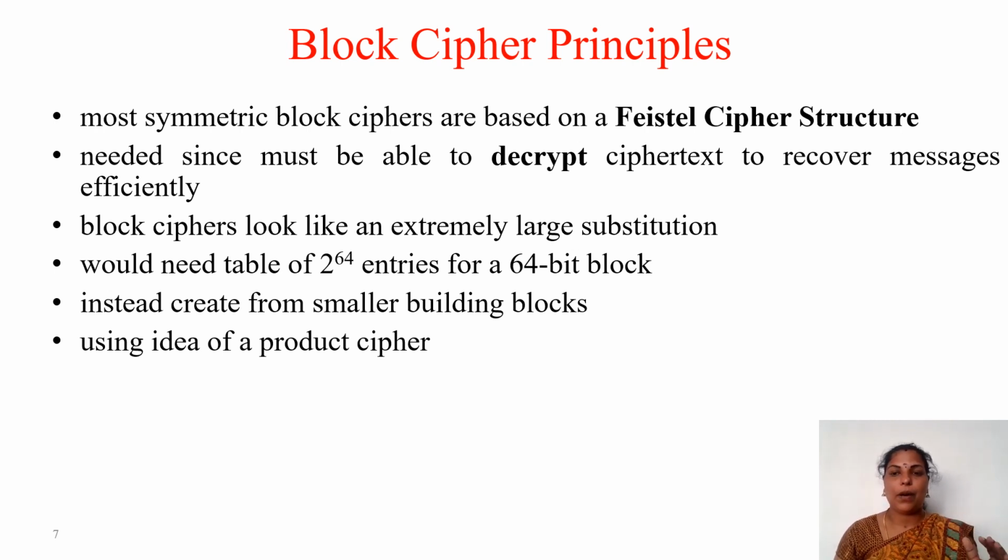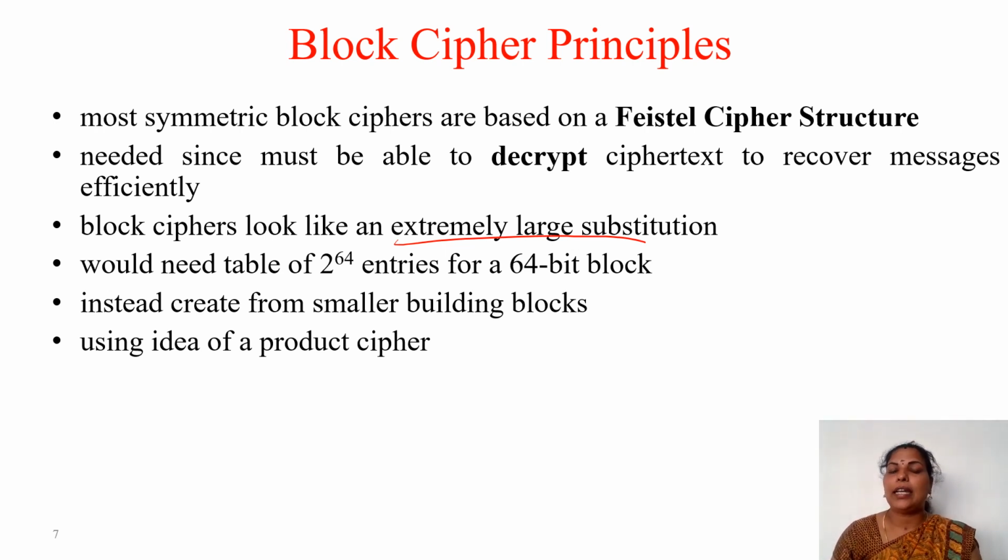That is, if we are performing encryption, then the reverse process is also possible, in order to recover the plain text from the cipher text in an efficient manner. So block ciphers look like an extremely large substitution. You may feel that in stream cipher also we are considering it as a block. If you are taking a byte, then we can consider it as a block. 8 bits form a byte. But here we are performing a large substitution, 64 bits or the entire plain text.